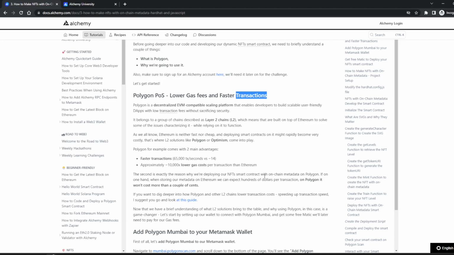Now that we have a brief understanding of what L2 solutions bring to the table and why using Polygon in this case is a game changer, let's start setting up Polygon Mumbai to connect and get some free Matic. We will later need it to pay for our gas fees.